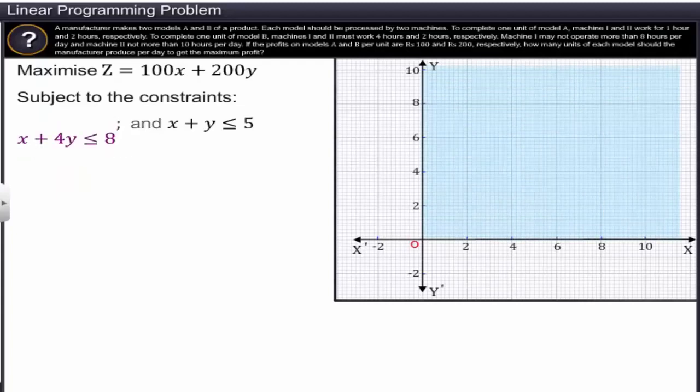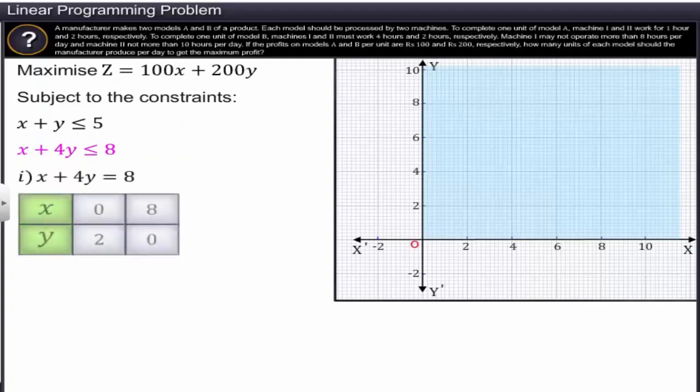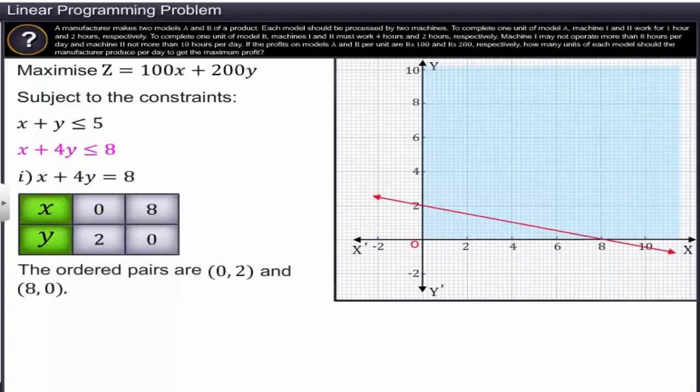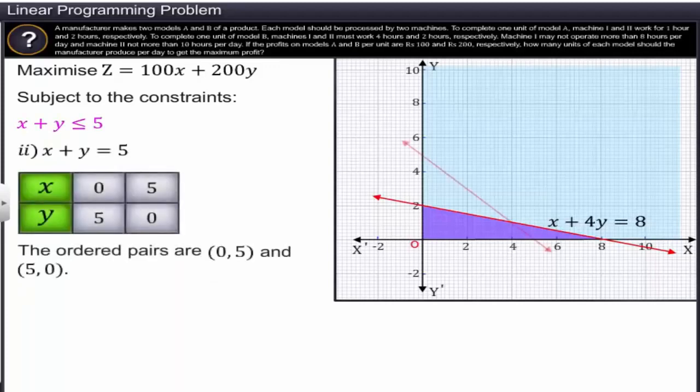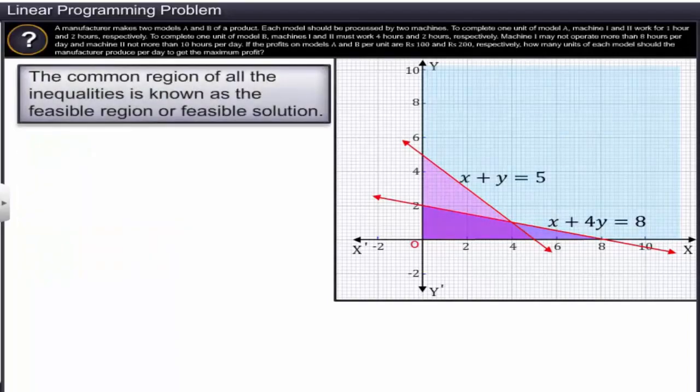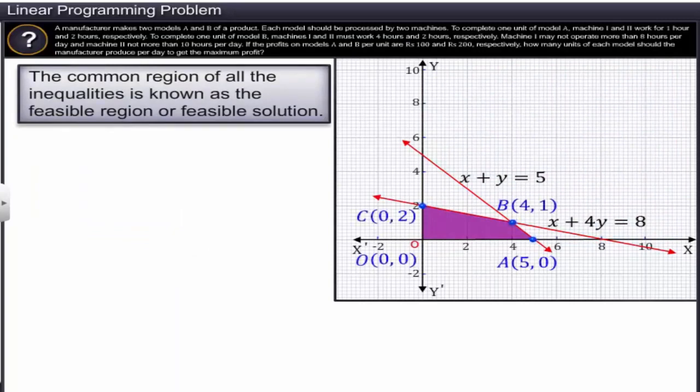The solution of the inequality x plus 4y is less than or equal to 8 is the shaded region as shown. The solution of the inequality x plus y is less than or equal to 5 is towards the origin. The common region of all these inequalities is known as the feasible region or feasible solution. To maximize or minimize the objective function, we use two theorems.